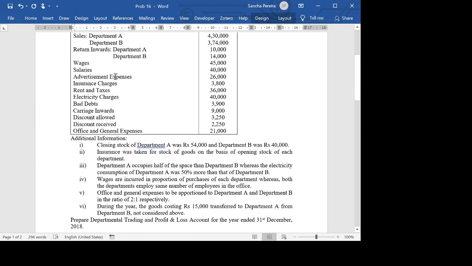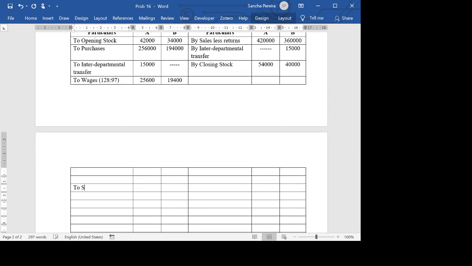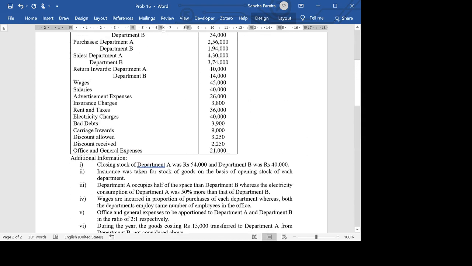Salaries. Now they've already told us how to divide salaries. Both the departments employ the same number of employees in the office. That means salaries have to be divided equally. The ratio is 1 is to 1 because they employ the same number of employees. So 40,000 divided in that ratio will be 20,000 and 20,000.